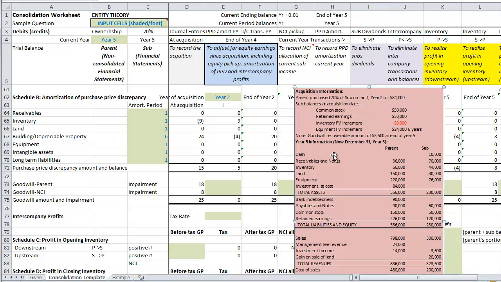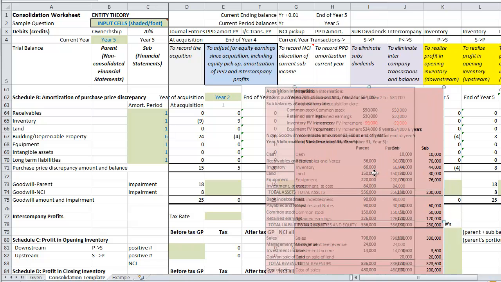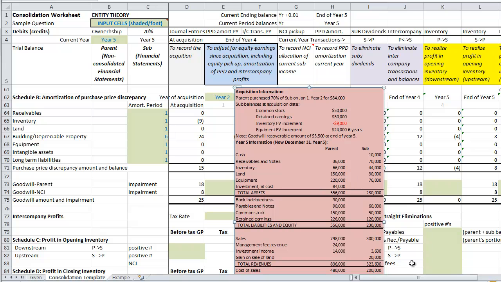And then finally, we make a note that goodwill has been tested for impairment each year, and the recoverable amount of goodwill at the end of year 5 is $3,500. So we are going to have to go over to the year 5 column, which is the current year, and make an adjustment. We currently have $25,000 of goodwill, so we're going to have to adjust this downward. You notice that goodwill has been broken out between the parent's portion and the non-controlling interest. And again, you have to proportionally adjust it.